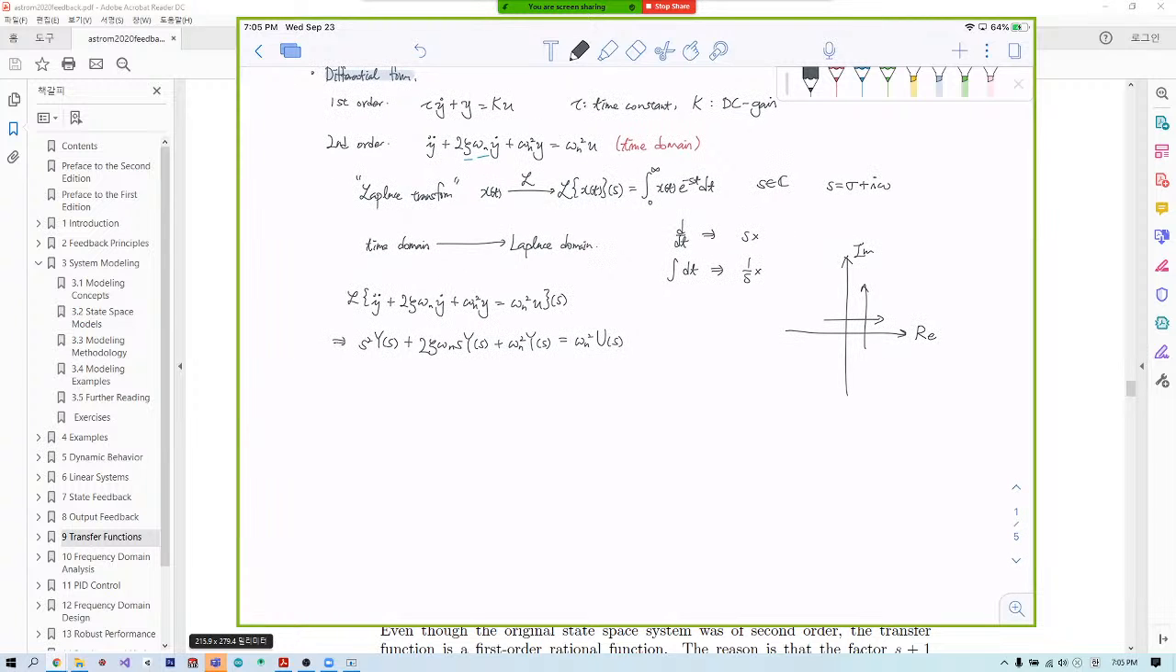Okay, so that's what we want to do in the end, and we want to figure out the characteristic of the system by mapping the time domain function into the Laplace domain function.